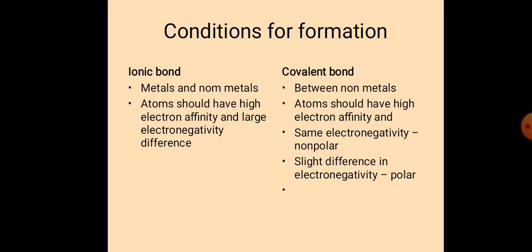Conditions for formation. Now, the first thing we have learnt is ionic bond is formed between metals and non-metals. It is non-metals. Covalent bond is between non-metals. So, for ionic bond, let us take an example, sodium chloride, which we already know. Sodium is a metal and chlorine is a non-metal. Whereas covalent bonds, as we know, methane, CH4, that is carbon, again a non-metal, hydrogen is a non-metal, H2 or CCl4. It is formed between non-metals. This point I think is very clear for us.